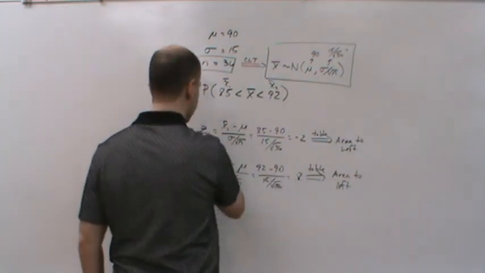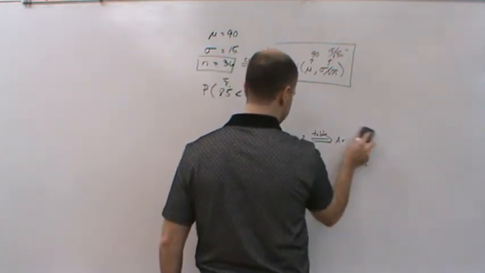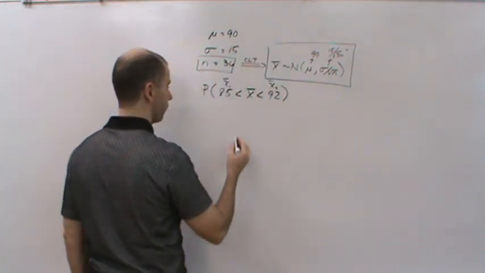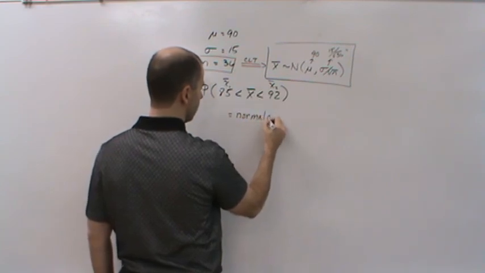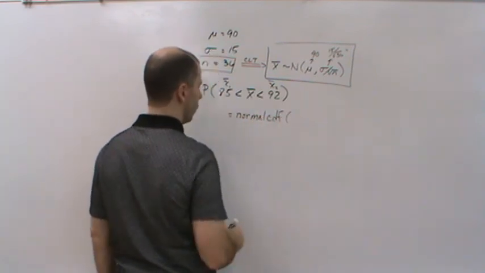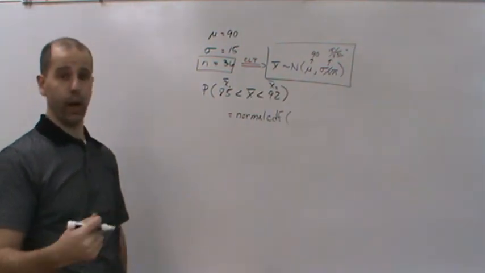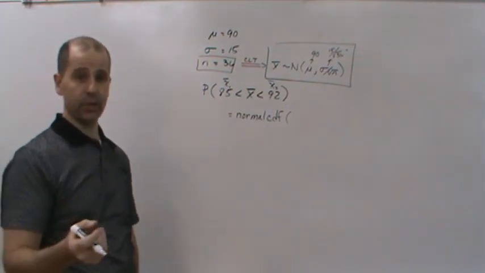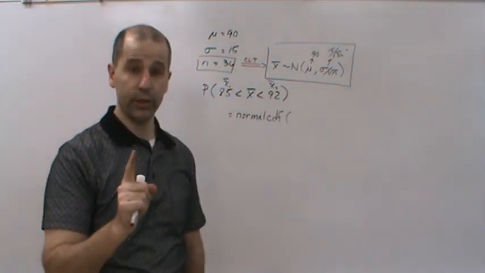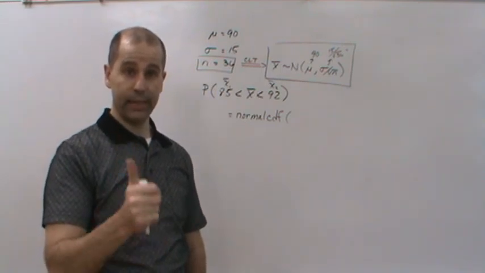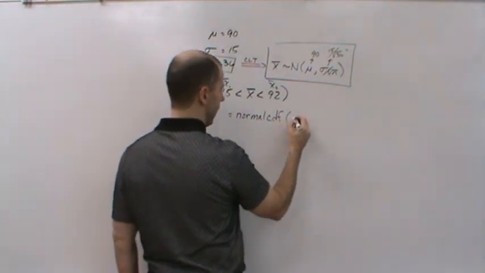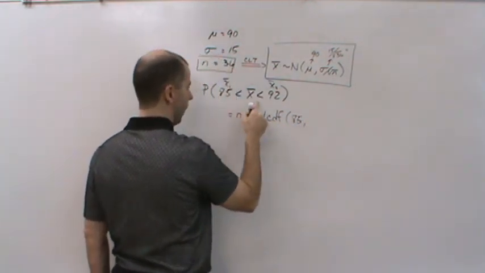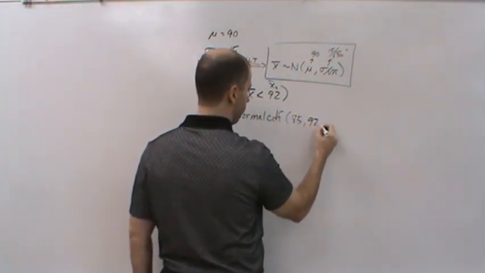Okay? So in this case here, we're going to use normalcdf. And so here we just put in the lower bound, the upper bound, the mean, and the standard deviation. So the thing is, make sure you put in the correct numbers for the mean and standard deviation. Okay? So the lower bound here is 85. The upper bound is 92.